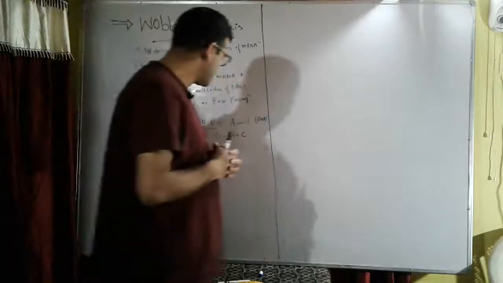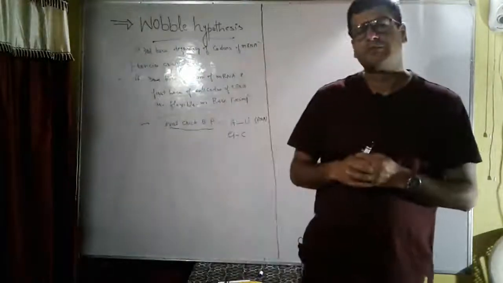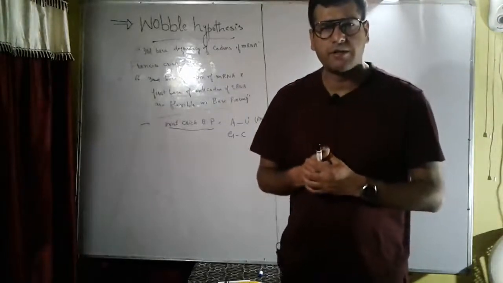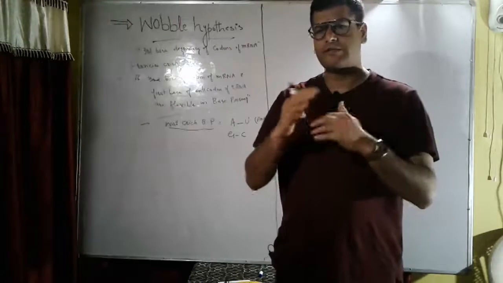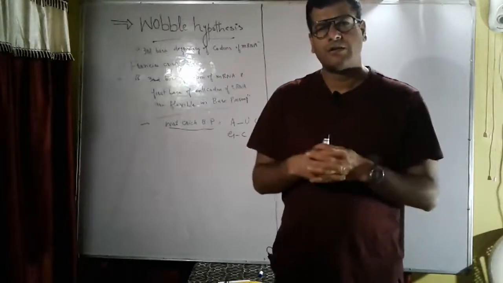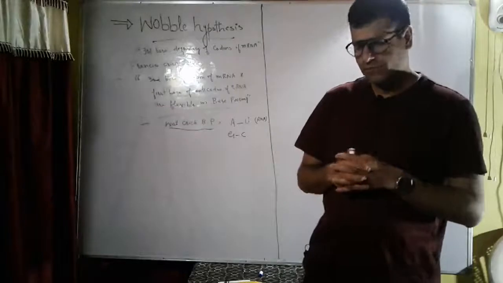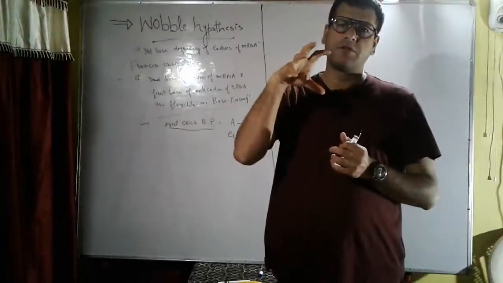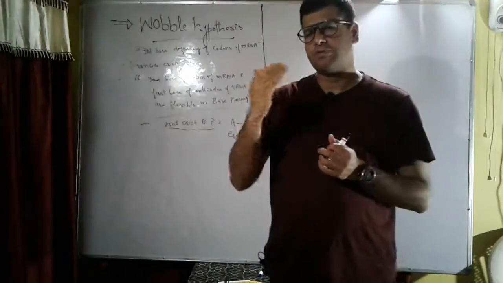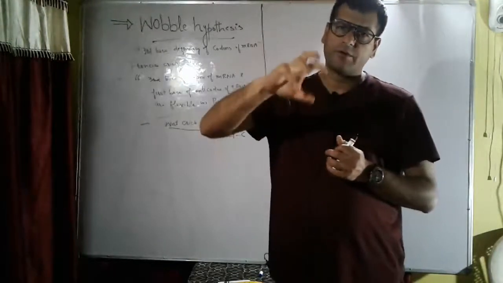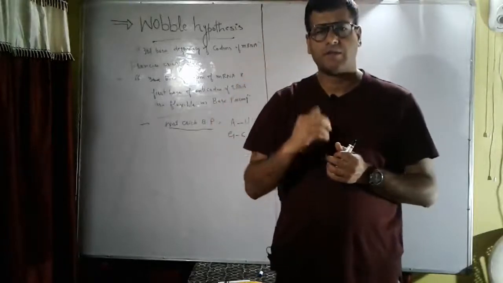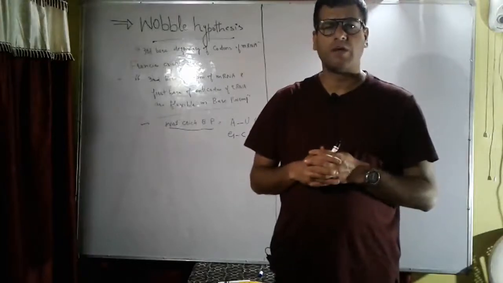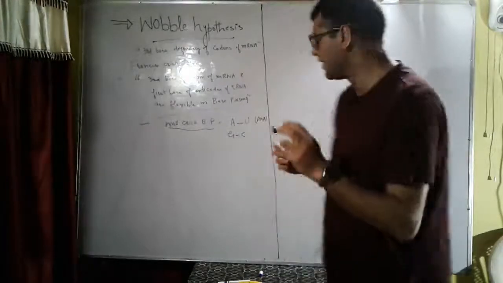But sometimes the wobble hypothesis violates the Watson and Crick base pairing rule. We can say it shows a dereliction for the rule. Generally guanosine pairs with cytosine, but guanosine can also pair with uracil. So there is a sort of flexibility in base pairing. This is what is called the wobble hypothesis.